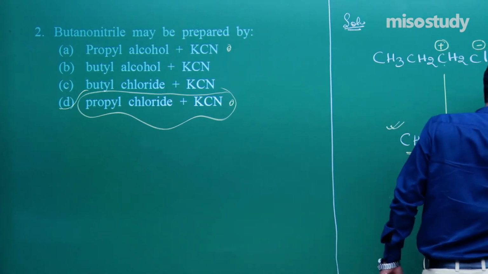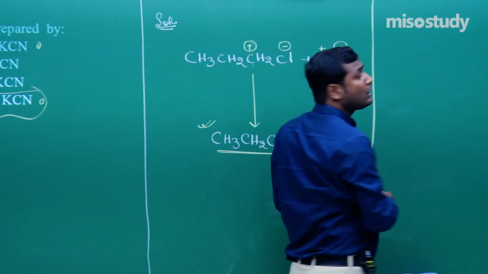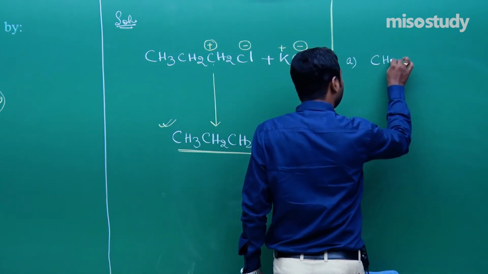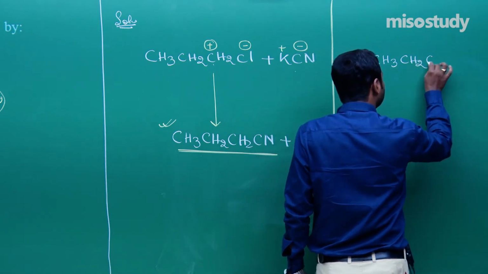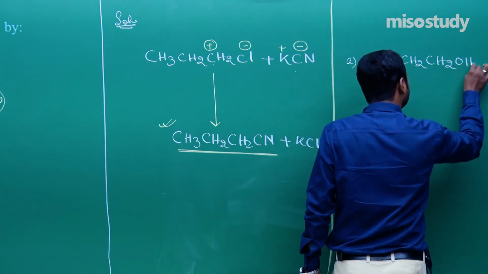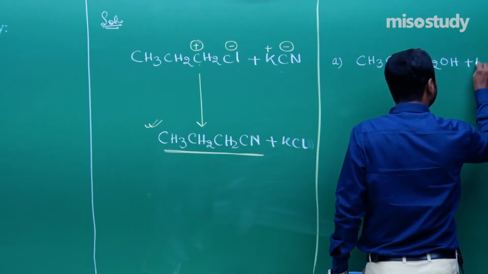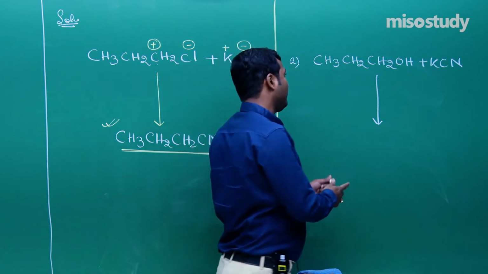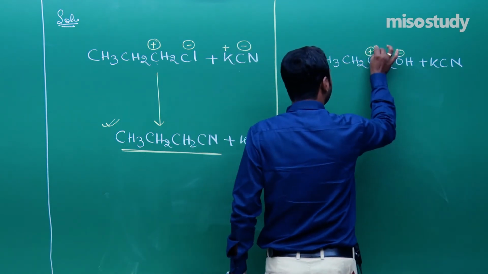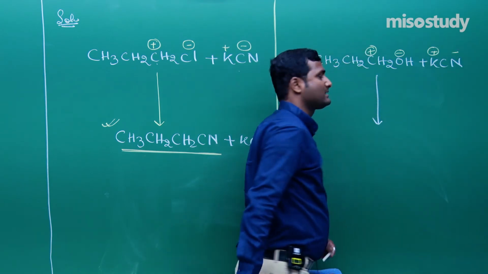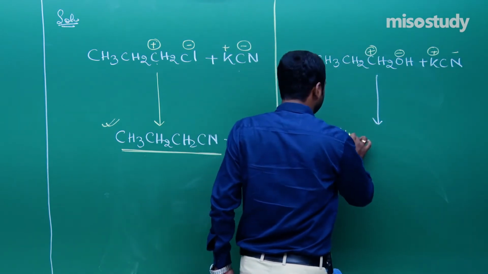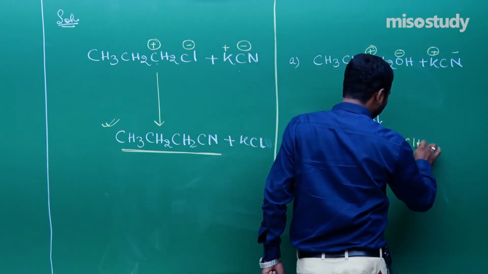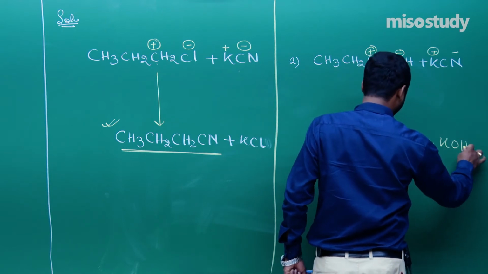If I take propyl alcohol, then what will happen? Look at this. CH3, CH2, CH2, OH plus KCN. Clear? If I put a minus sign, then plus sign, then plus sign, then minus sign, what will happen? Look at CH3, CH2, CH2, CN plus KOH.